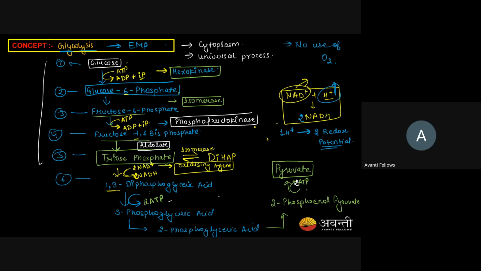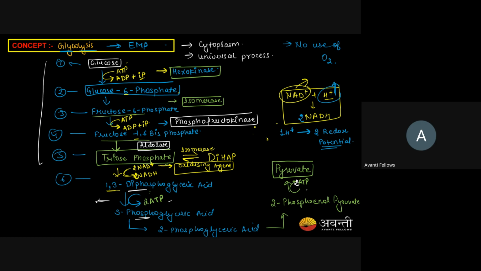At which step have we gained the first ATP? Like the first salary after a job, the first salary always remains the first. Similarly, in this whole pathway, at which step do we directly gain ATP first? In the conversion of 1,3-diphosphate to 3-phosphate. This is my first gain.